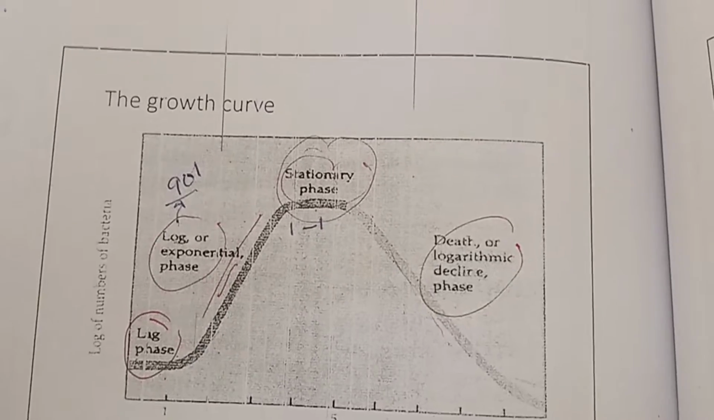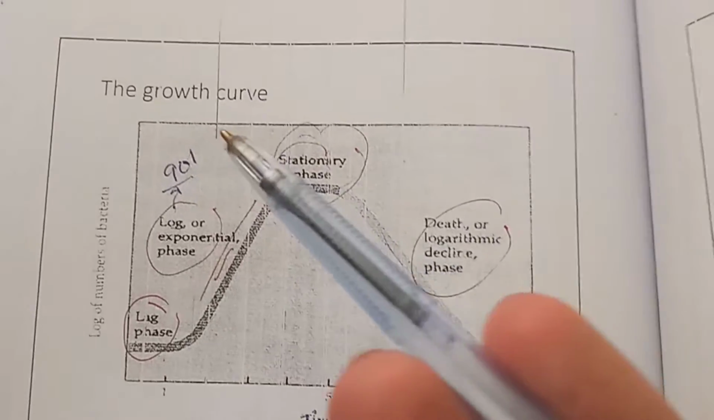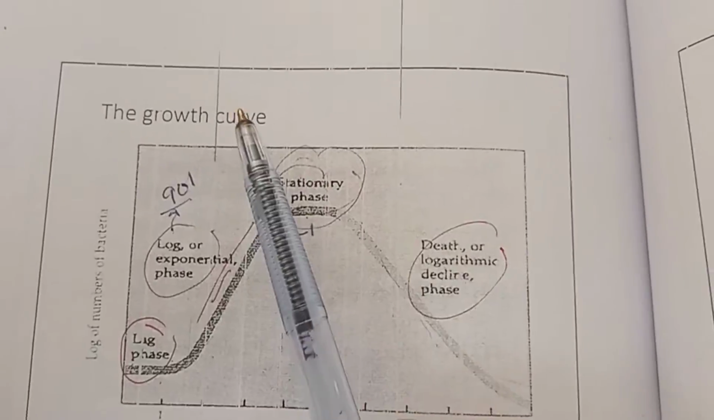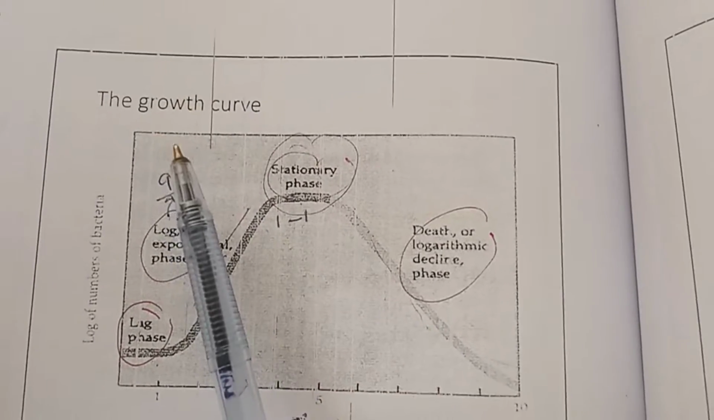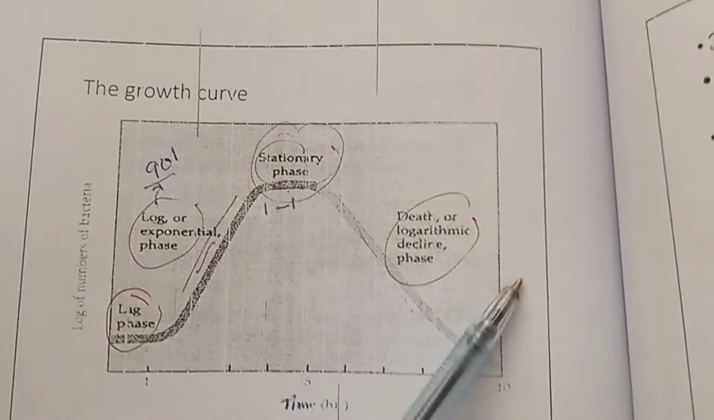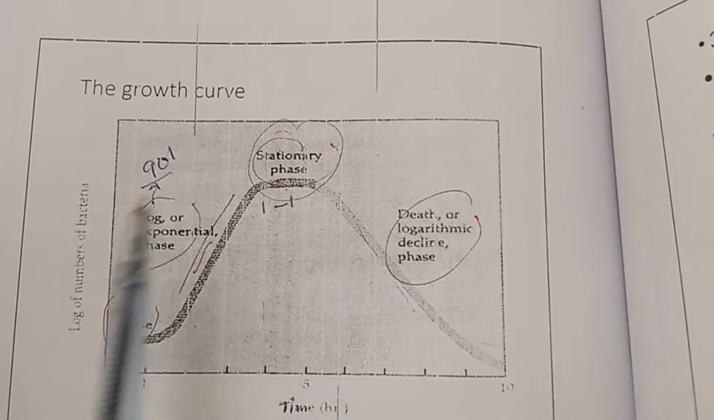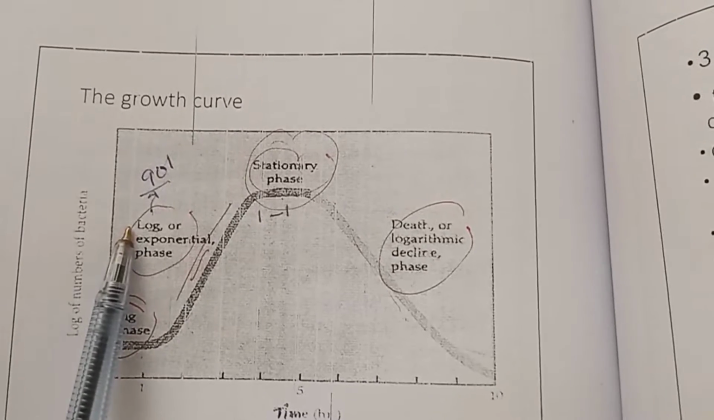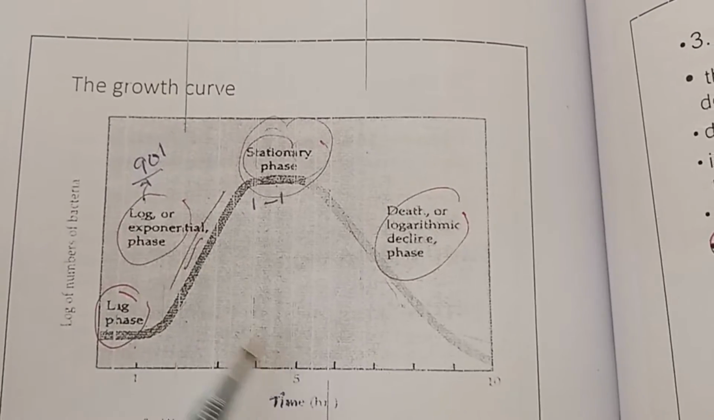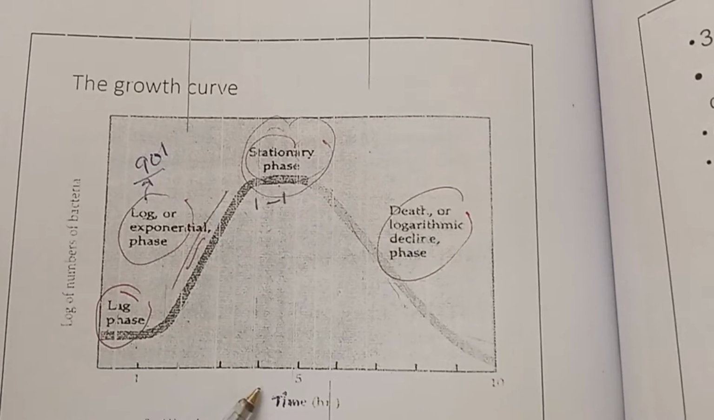Topic of today's discussion is the growth curve, the bacterial growth curve. First of all, we will define how to define the growth curve. Very simple. You will tell that this is a kind of graphical representation in which we study the bacterial population, how the population of bacteria is increasing with respect to time, or what is happening with the population of bacteria with respect to time.